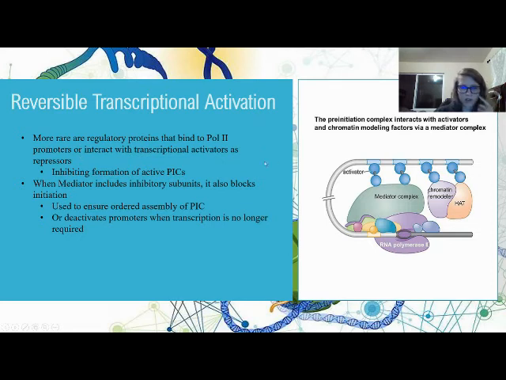When the mediator includes inhibitory units, it also blocks initiation. This is used to ensure a precise order of assembly of the pre-initiation complex, or it deactivates the promoters when transcription isn't required anymore. The minimal pre-initiation complex is not enough to initiate transcription. It doesn't usually form if the promoter is obscured by the chromatin.